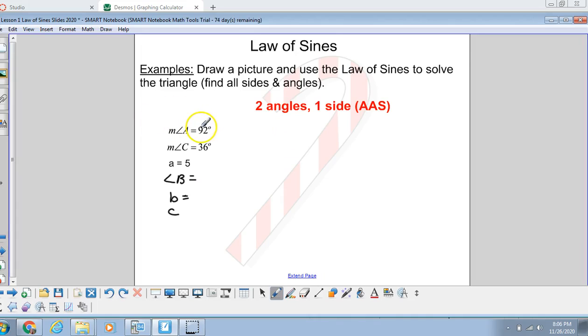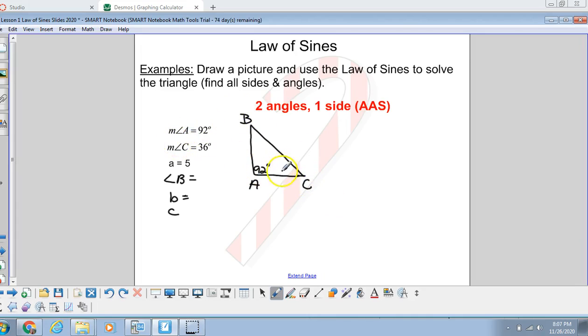Now, since it says my angle A is 92 degrees, I'm going to draw something that looks roughly like a right triangle. And I'm just going to label it. It does not need to look great. A is my 92 degree angle, so here is A. That is 92 degrees. B and C doesn't really matter which one we put where. There's B, there's C.